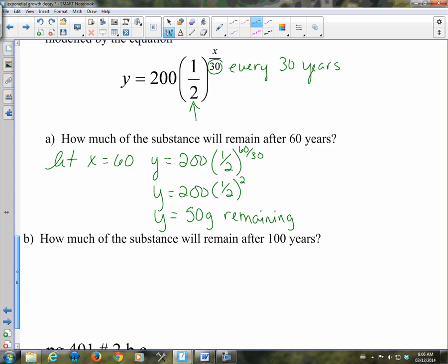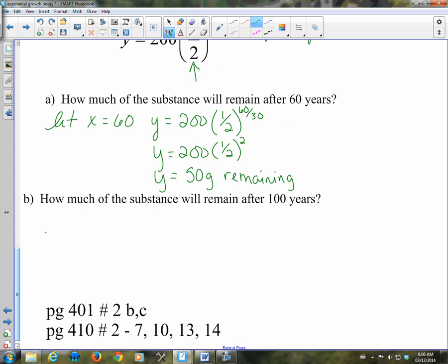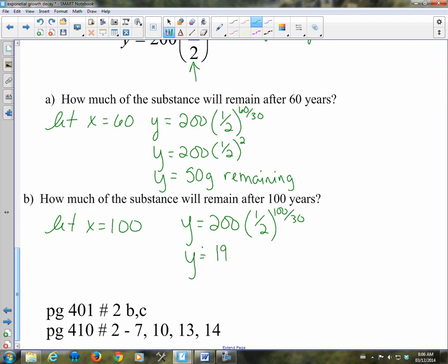How much of the substance will remain after 100 years? Same idea. Take out the X and put in 100. So 200 times a half to the exponent 100 divided by 30. You have to be careful when you enter this in your calculator. 200 times a half to the exponent, and you're going to have to put your exponent in brackets, 100 divided by 30 in brackets. And you should get about 19.8 grams remaining after 100 years.